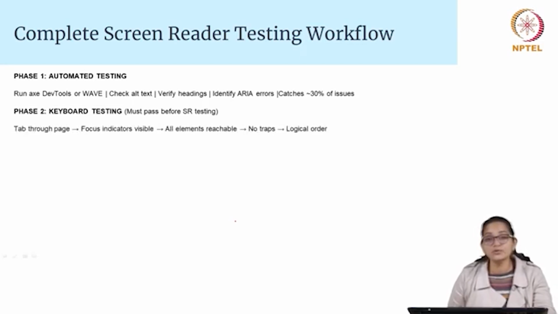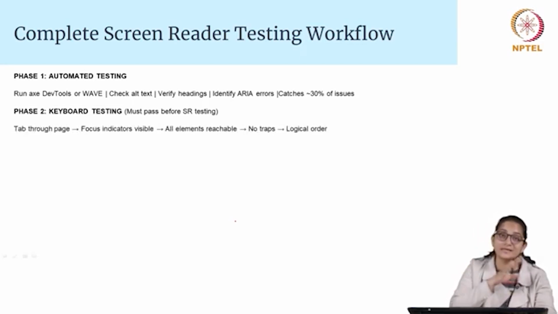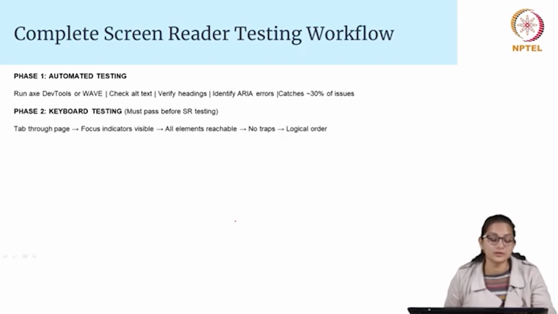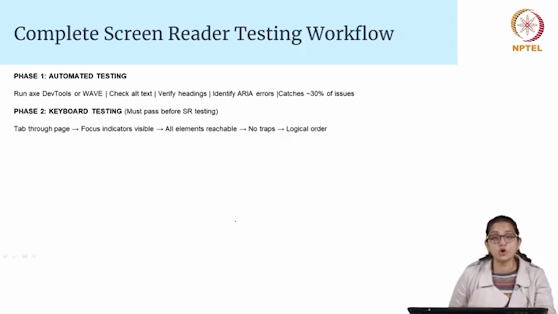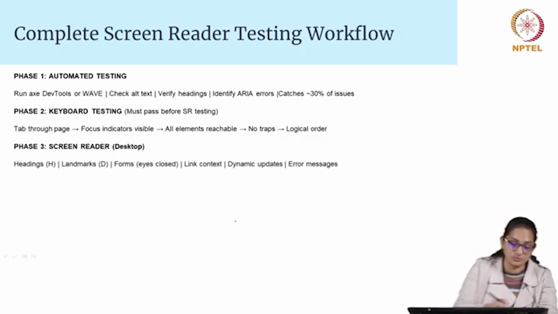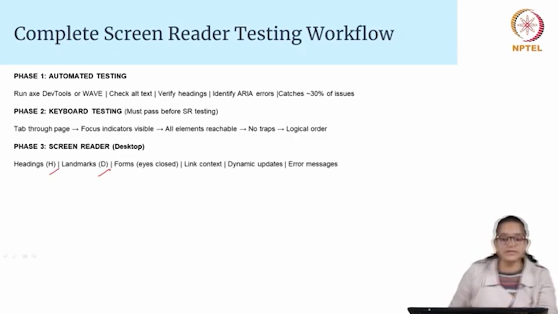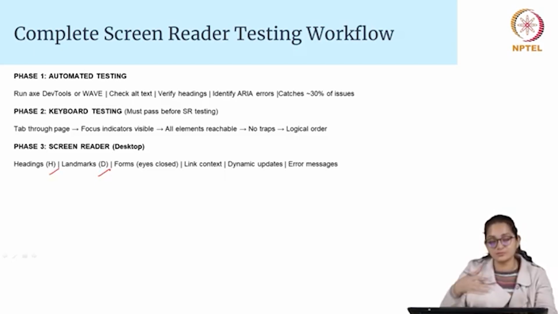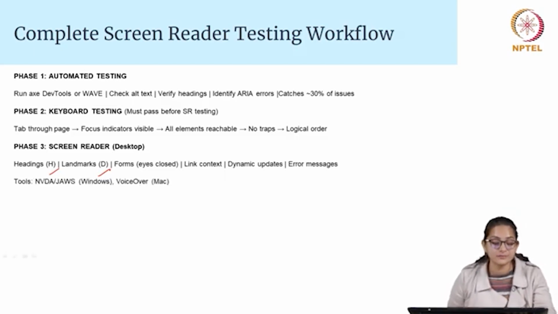Tab through the entire page, to see whether it is accessible through keyboard interaction or not. Are focus indicators visible or not? Are all elements reachable or not? Are there any traps, is the logical order in place or not? Then you do screen reader desktop testing, where you use your H and D keys and all of those which we talked about earlier.